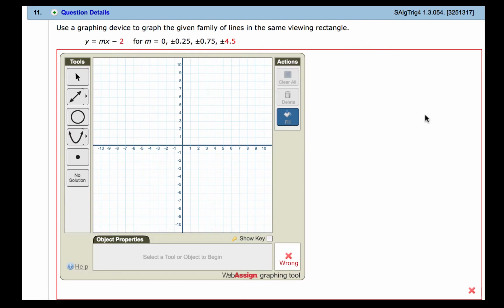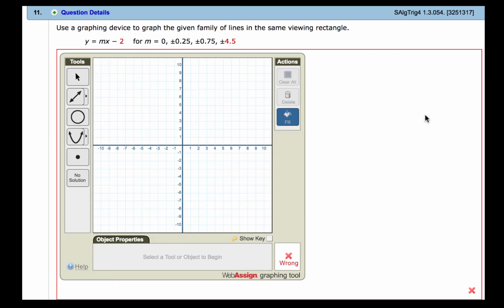Use a graphing device to graph the given family of lines in the same viewing rectangle. We are to graph a line in slope-intercept form, y equals mx minus 2, where negative 2 is the y-intercept, and m changes according to the values that are given.